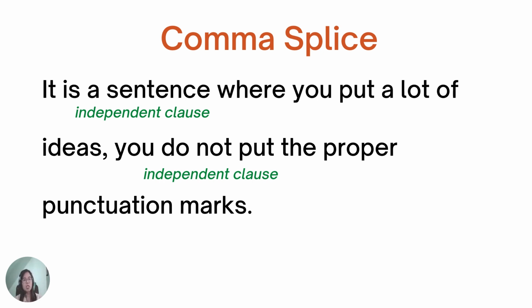Same with the next clause. You do not put the proper punctuation marks. The subject is you. The predicate is do not put the proper punctuation marks. And the idea is complete because it is clear who do not put the proper punctuation marks? You. And who are you? You do not put the proper punctuation marks. So I hope you get that idea. What makes an independent clause?